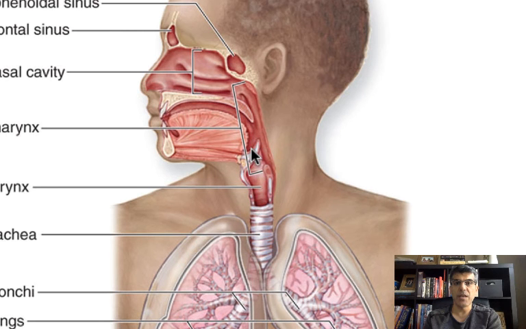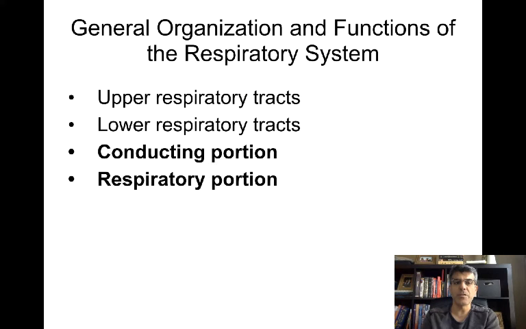Why is this important to know? Because we say if the patient has an upper respiratory tract infection, it's not very significant, but if you have a lower respiratory tract infection, you have to pay more attention. Upper respiratory tract infection, like the common cold, is not super dangerous. Lower respiratory tract infection, like pneumonia, becomes more serious. Also, we divide our respiratory system into conducting zone and respiratory zone. Conducting portion or respiratory portion.